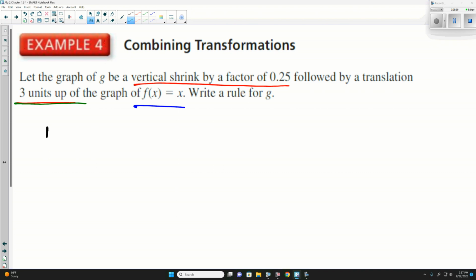So the first one I'm going to call h of x, because our final one we'll name g of x. So the second one, or the last transformation that we'll do, we'll use g of x for. But we're going to do these transformations one in the order that they appear in the sentence, and we have two. So the first one we're going to do is the vertical shrink by a factor of 0.25 of f of x. We're not going to worry about the up 3 units yet. We're going to do this transformation first.